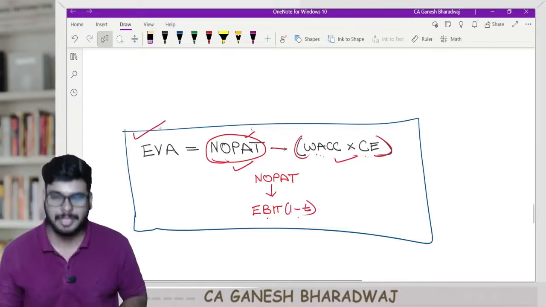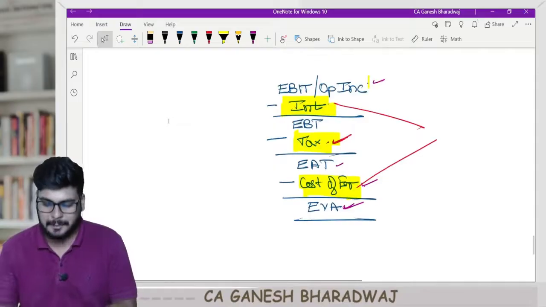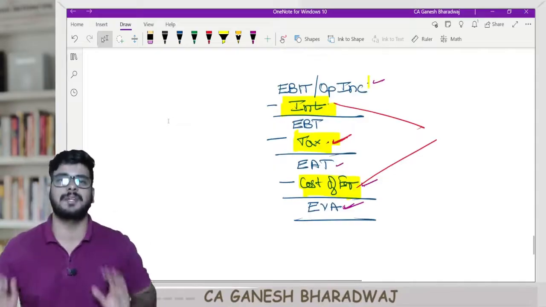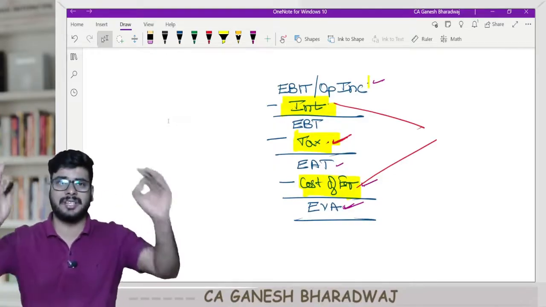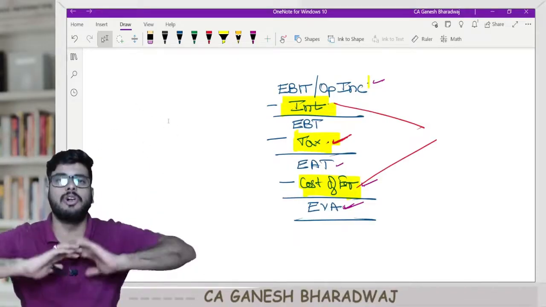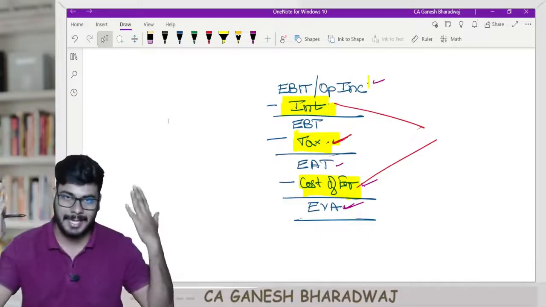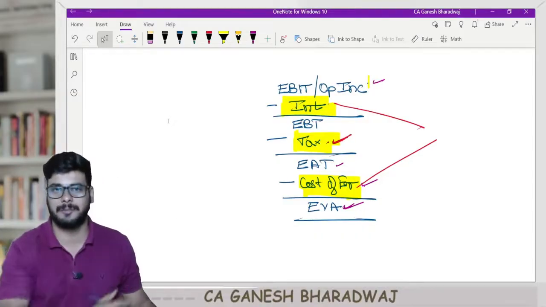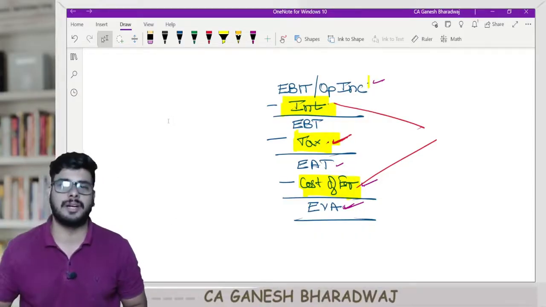You can directly use this formula, which I just explained with the help of this statement, as simple as that. Or in other words, how much extra money the company has made over and above paying all the sources of finance is called economic value added. This is the concept, guys. If you learn it like this, why will you forget? Are you clear with this?